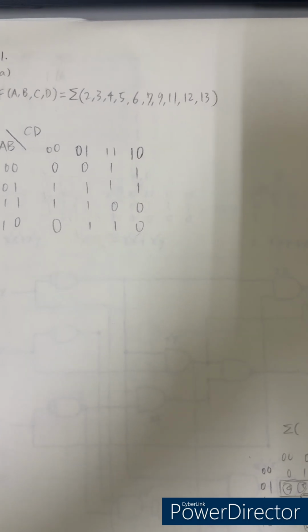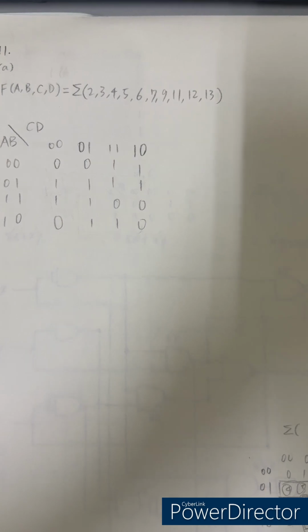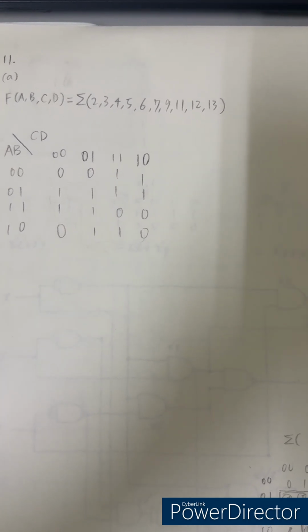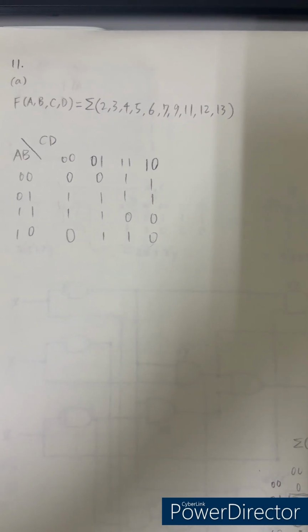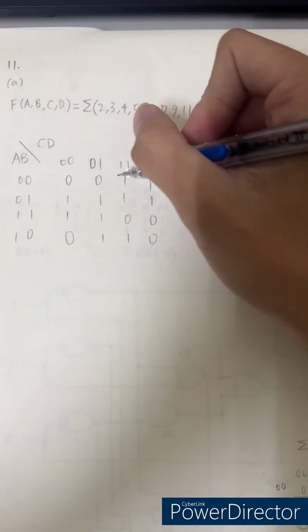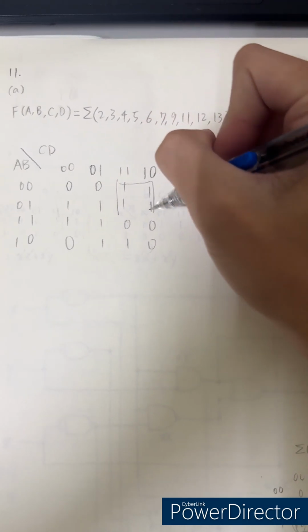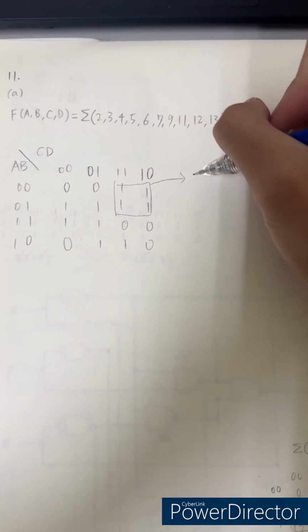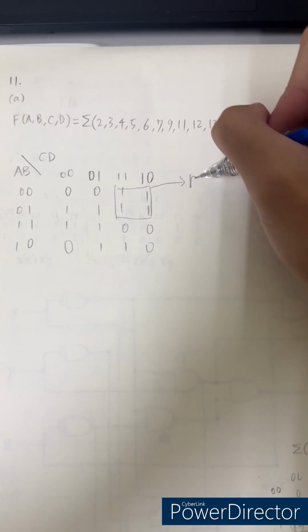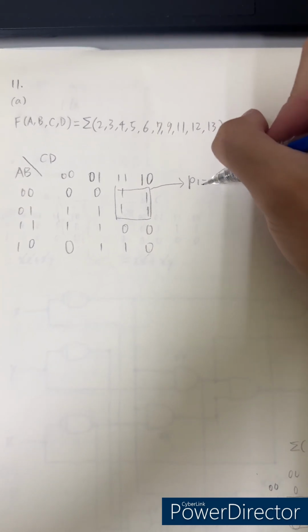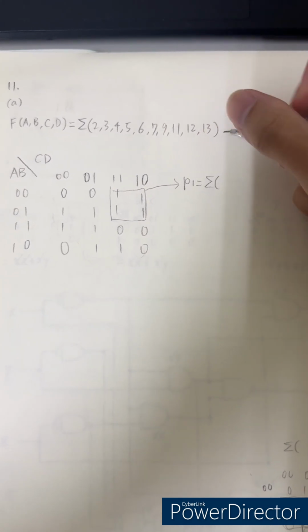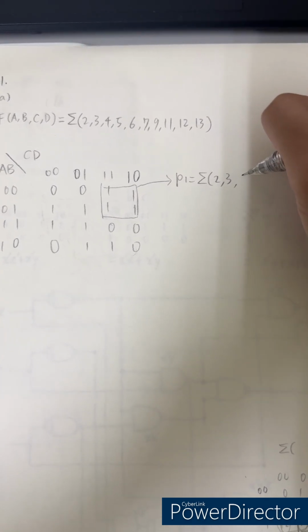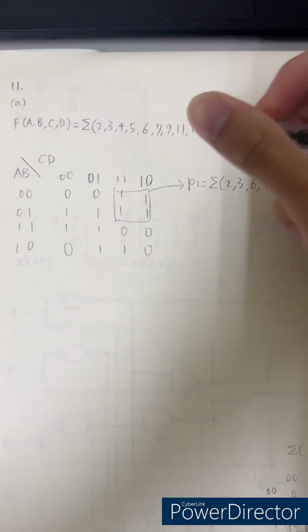A prime implicant is a group of ones on a K-map that covers as many ones as possible in a rectangular block of size a power of 2. So, here is a prime implicant, and we call it maybe P1, and it's minterms 2, 3, 6, and 7.